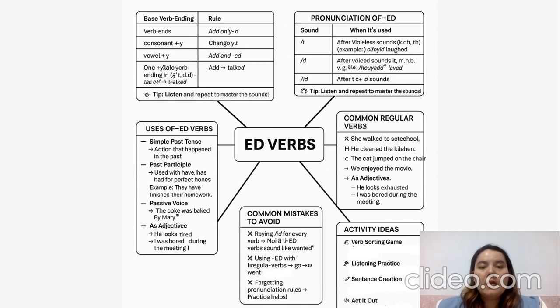Thank you. Hi everyone, today I'm going to talk about ed verbs in English, which are regular verbs in the past tense and past participle form. Let's start with what they are.